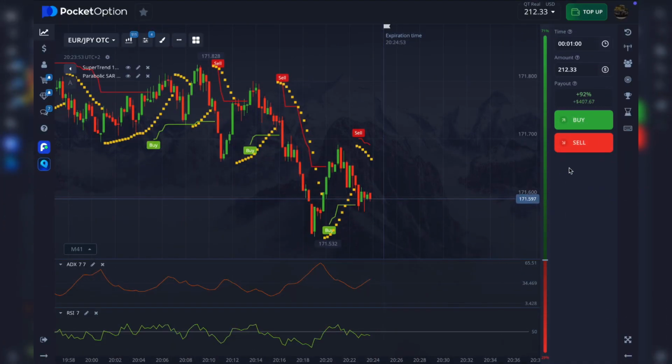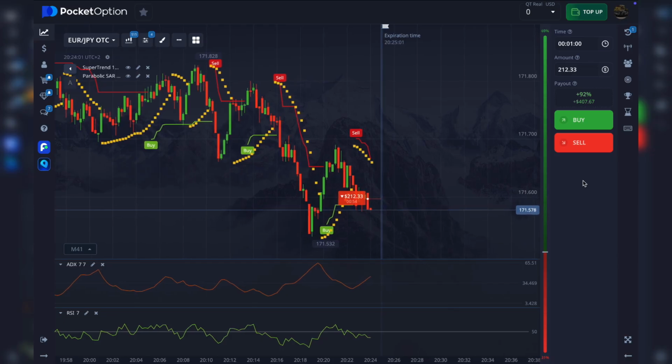Alright guys, here I'm entering a down trade, and I hope by now you already understand why I'm making this decision. Now a couple of important things.